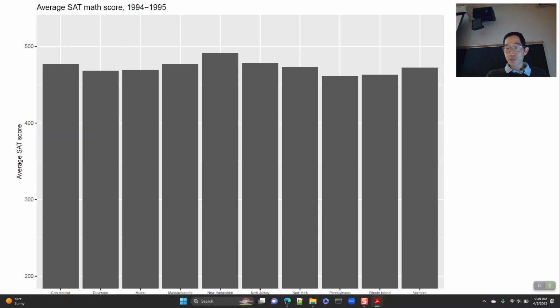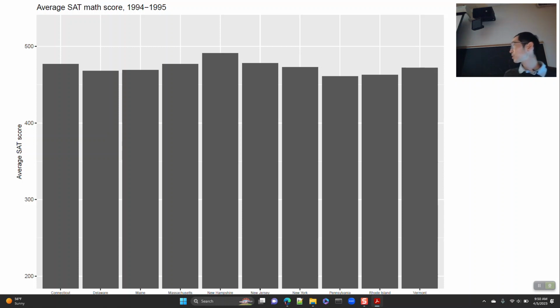All right, here are just a few random graphics, and we won't have time to go over this. So do your reading here. This is average SAT math score 1994 to 1995, and it just lists off different states and what was the average SAT math score at that time. This is not very great. What is this trying to tell me? I don't know. New Hampshire had a high average SAT score in the year 1994 compared to the others, under 500. I don't know, right? It's not a great graphic.